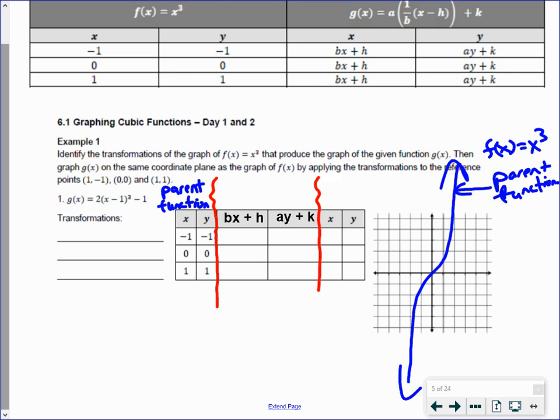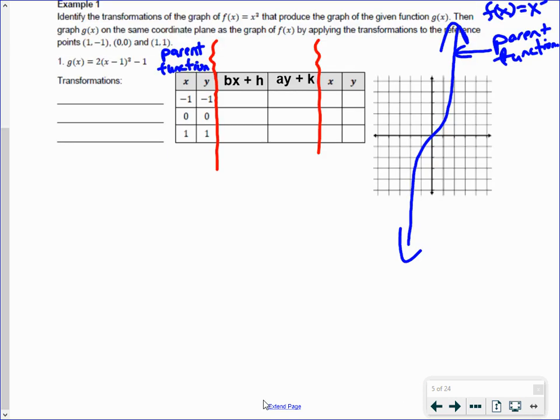So first thing we're going to do is figure out what our transformations actually are. We have this 2 right in the front. That tells me we have a vertical stretch by 2. The next thing I see is that x minus 1 inside of the parentheses.